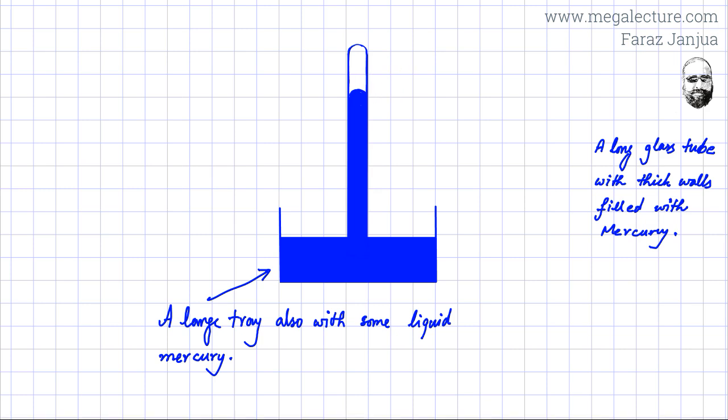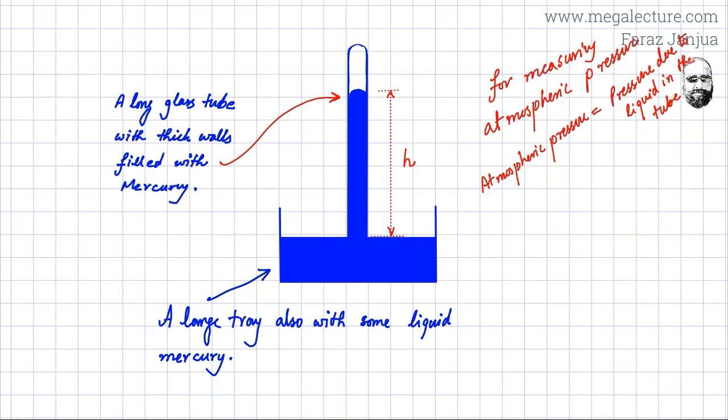Now, how can we use this apparatus to find atmospheric pressure? Ideas? Okay, we use the same rho gh formula but in a different way. I will draw some dimension lines over here and quantities that we need to measure to find atmospheric pressure. Okay, for measuring, atmospheric pressure equals the pressure due to liquid in the tube.